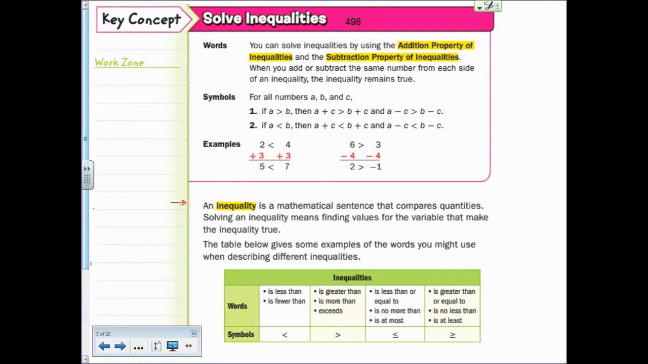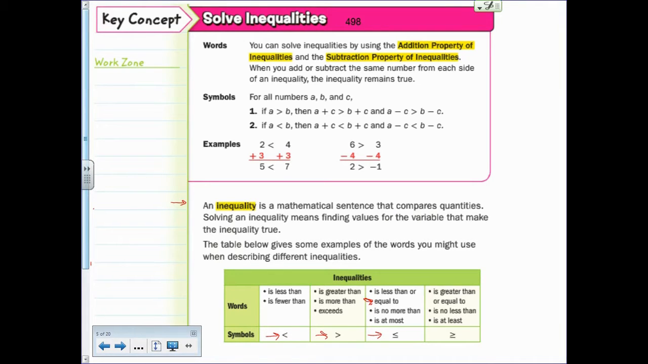Words like "is less than" or "is fewer than" mean the less than symbol. Words like "is greater than," "is more than," and "exceeds" mean the greater than symbol. If you say "is less than or equal to," then it would be the less than or equal to sign. "Is no more than" and "at most" would also be the less than or equal to sign. Notice the equal bar underneath it. This is going to be very important when we go to graph inequality solutions.